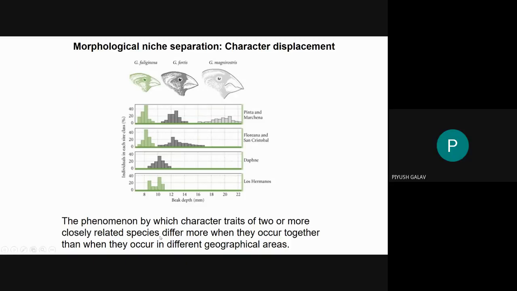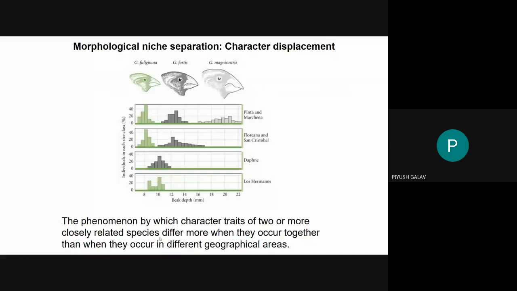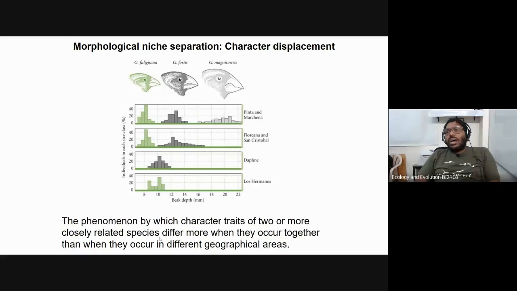Sir, in these three graphs, there are no birds of the magnirostris type, whatever that is. Magni means large, rostris means beak. Literally, large beak. Is it because they were not initially present, or because there was competition and then they became extinct? This is most probably because they were not initially present.